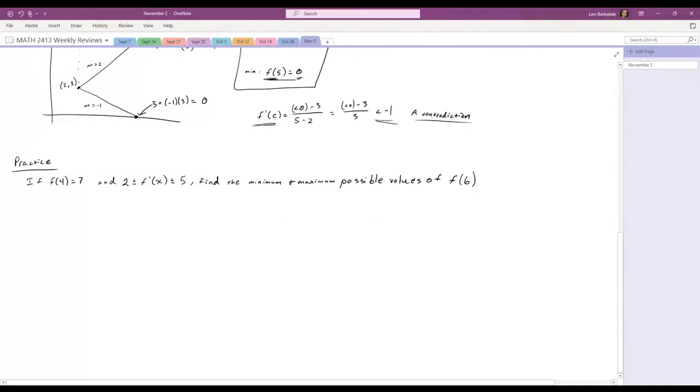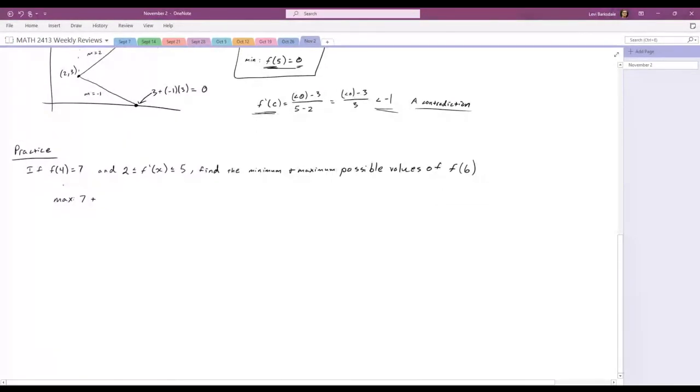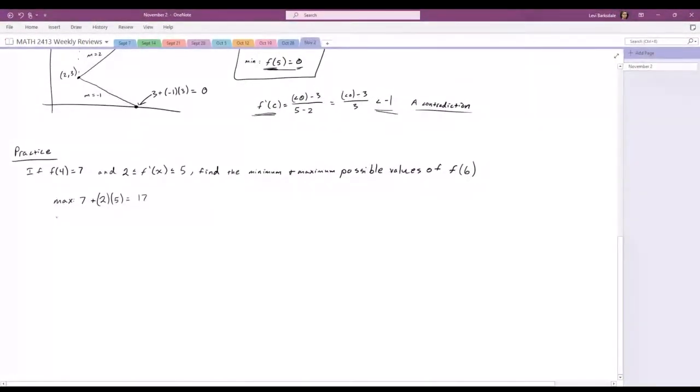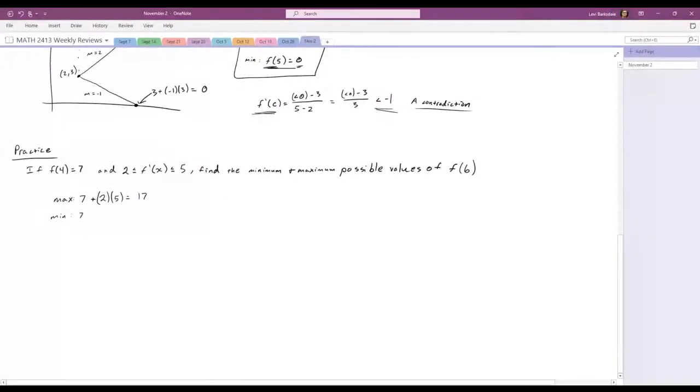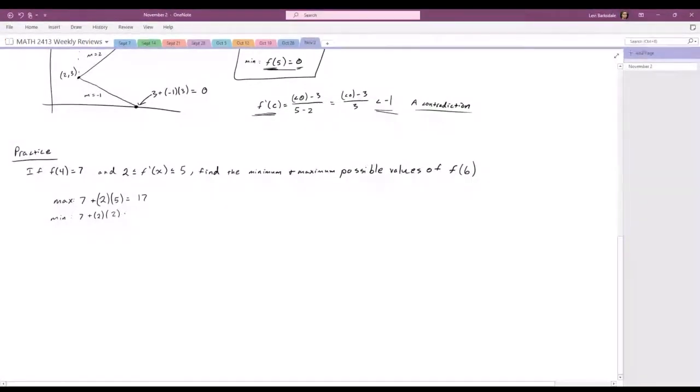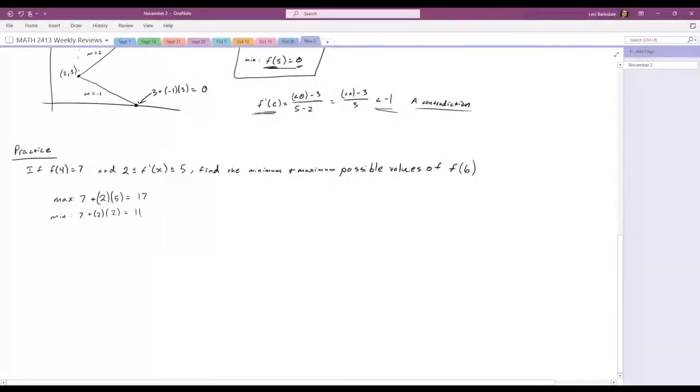Okay, so this problem is basically the same one as the last one, just with slightly different numbers. Again, to find our maximum value, we're just going to take the maximum slope. So we start out at 7, and then we move over from 4 to 6. That's a difference of 2, times our maximum slope of 5, gives us 17. And for our minimum, we're still starting at a y value of 7, still going over 2. This time our minimum slope is 2, and that would give us 11. Does that make sense?